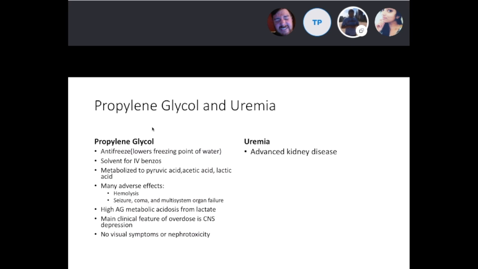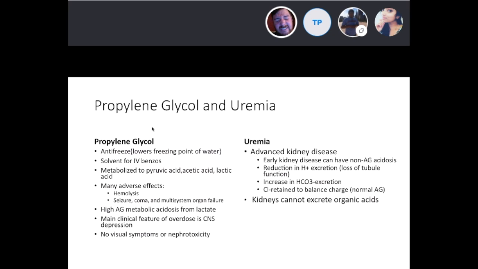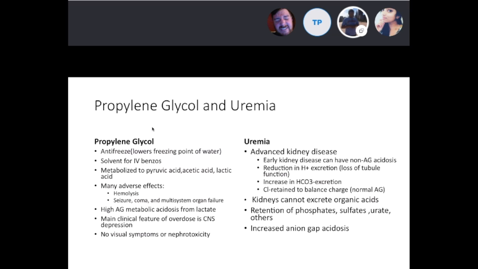And then uremia, it's basically an advanced kidney disease. Early kidney disease can have non-anion gap acidosis because of the reduction in hydrogen excretion, so loss of tubule function, and increases in your bicarb excretion. Your chloride is retained to balance the charge, so that's why you get the normal anion gap acidosis. However, once it's advanced, the kidneys cannot excrete the organic acids, and they will retain phosphate, sulfates, urate, and other things that will increase the anion gap. So your chloride at that point can't balance off the loss of bicarb.